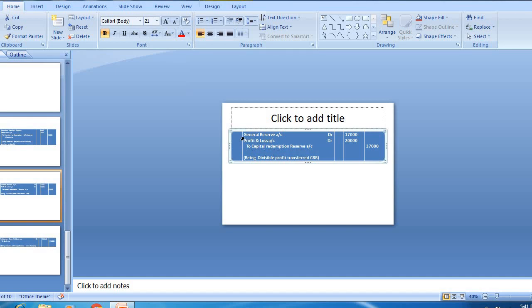So now the journal entry will be general reserve account. Out of general reserve we have taken 17,000, P&L account 20,000, so totally it is 37,000, plus we have 63,000 out of the fresh issue. Totally the amount has been arranged, but the divisible profit of 37,000 that we are utilizing should be transferred to capital redemption reserve. So the narration will be being divisible profit transferred to CRR. Now everything is ready.